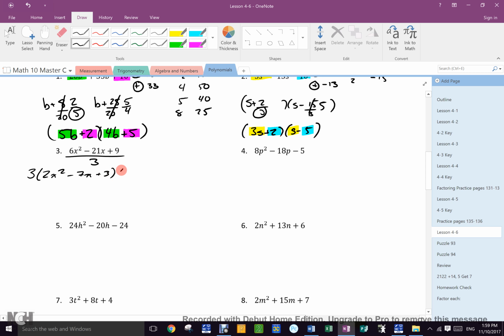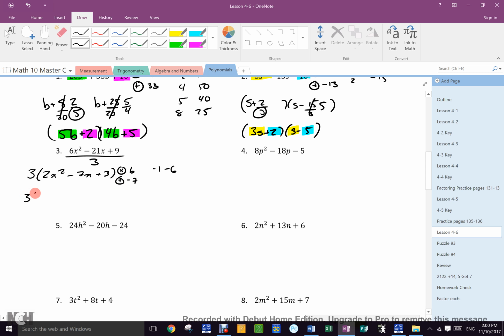Now, I need numbers that multiply to what? Normally it would be 3, but now it's 6. And add to what? Negative 7. Is it 1 and 6? Negative 1 and negative 6. Why is it negative and negative? Because two negatives multiply to a positive and add to that.